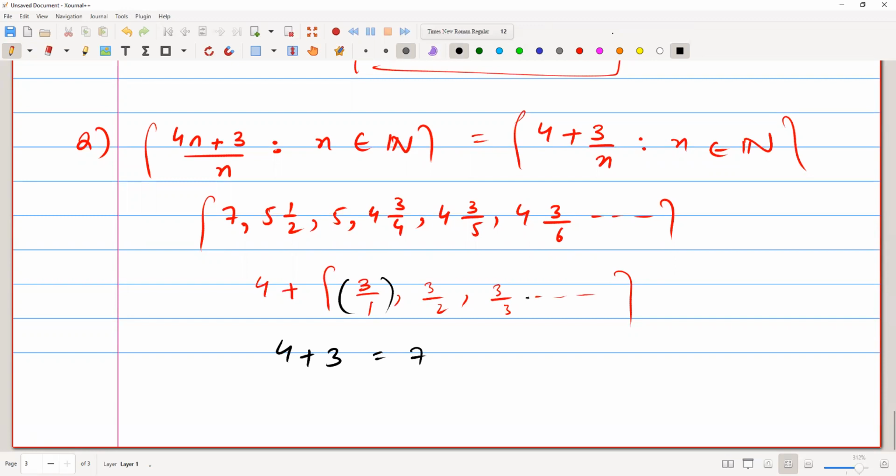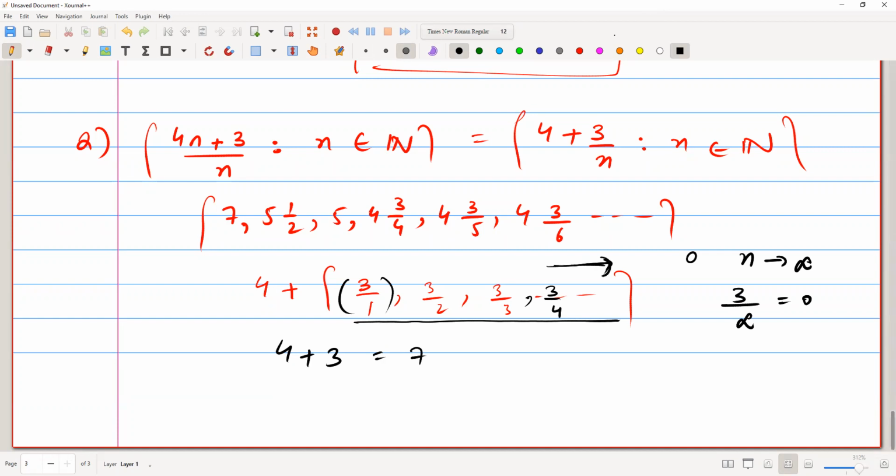this 3 over 3. Then we have 3 over 4. So the smallest, we are looking for the smallest element in the set, and this is approaching 0 as n is tending to infinity, because 3 over infinity is 0. So this is approaching towards 0. So the least element can be 0, but not from the set, very near to 0.